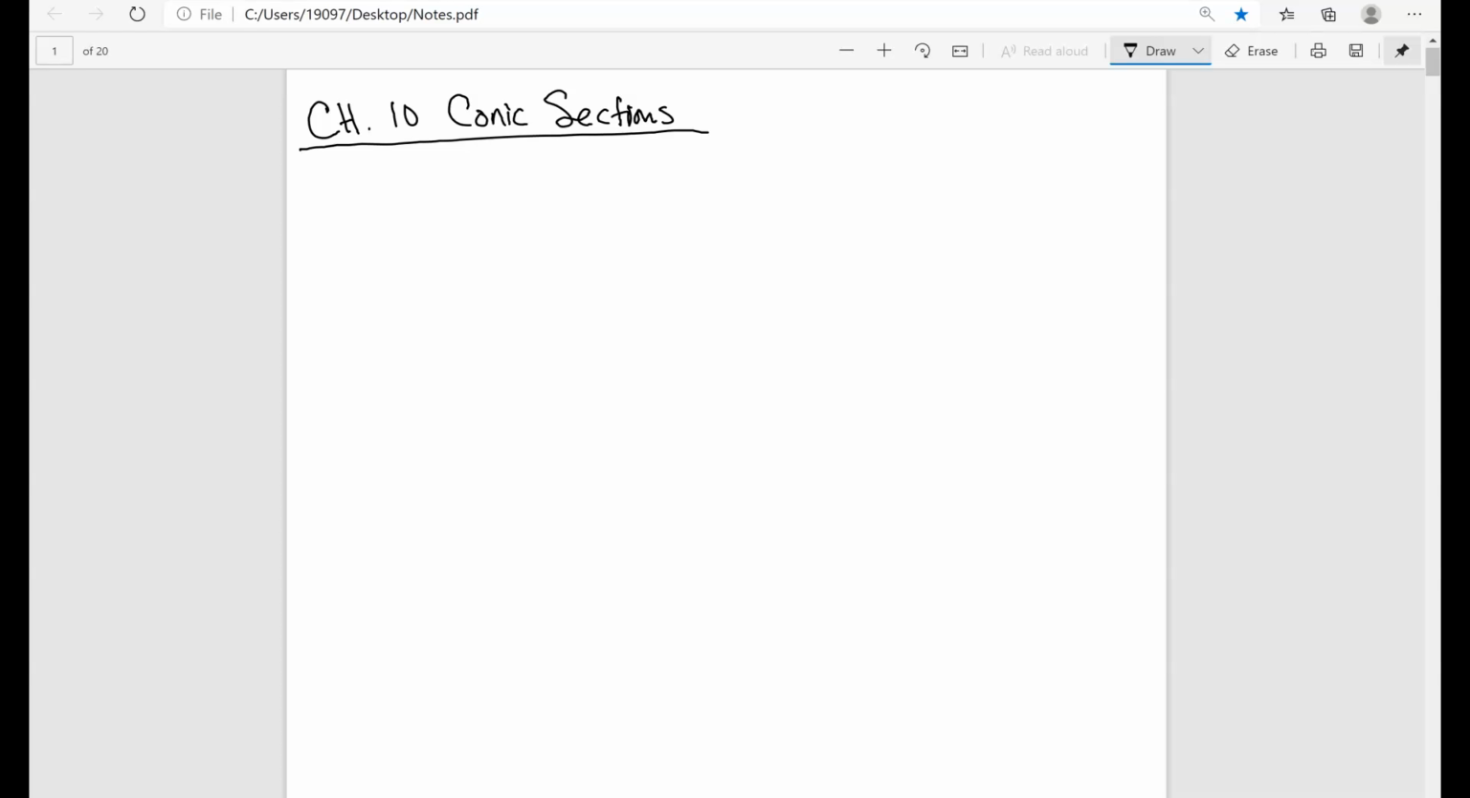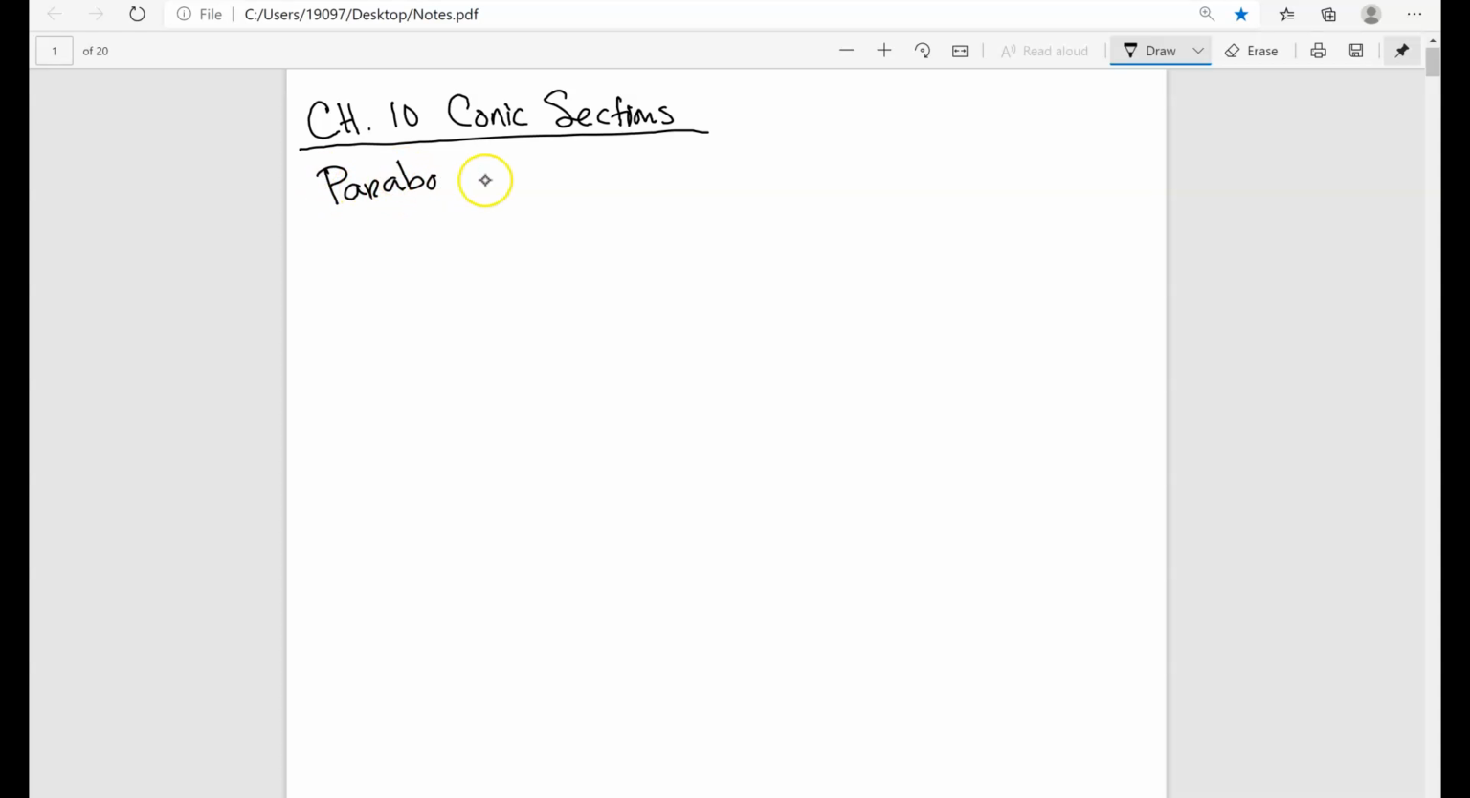This is going to be Chapter 10, Conic Sections in Analytic Geometry. So here's where we start looking at things that are not really quite functions. Actually, the only one that we're going to talk about that's actually a function is the parabola, which is what we're going to talk about today. So we're going to talk about the parabola.